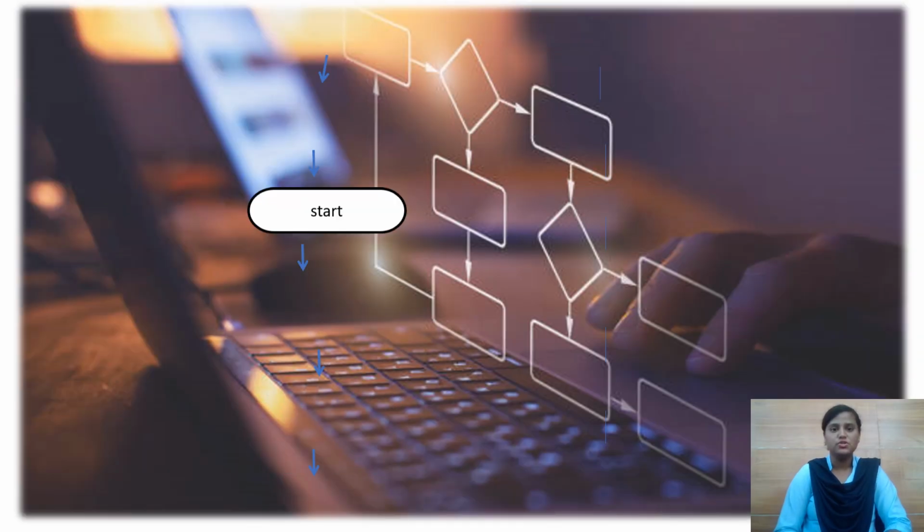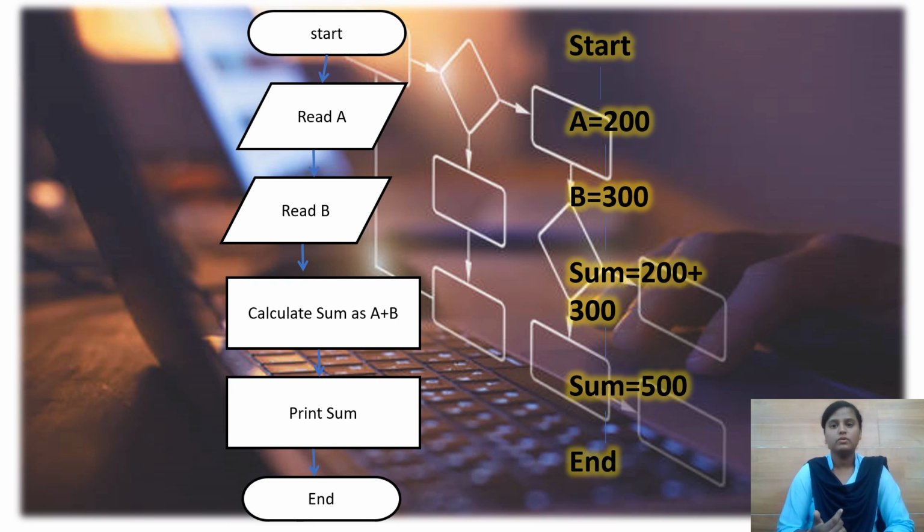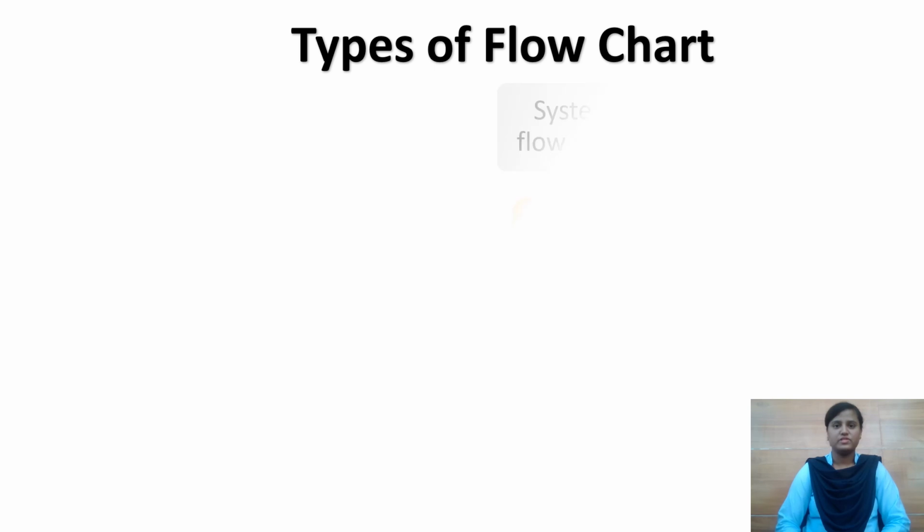A flowchart is usually used in C programming, and it begins with start and ends with end. Let us calculate using numbers. A equals 200, B equals 300, sum of both A and B equals 500, and the flowchart ends. Next slide is types of a flowchart.